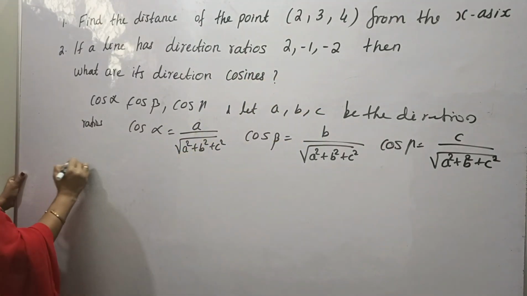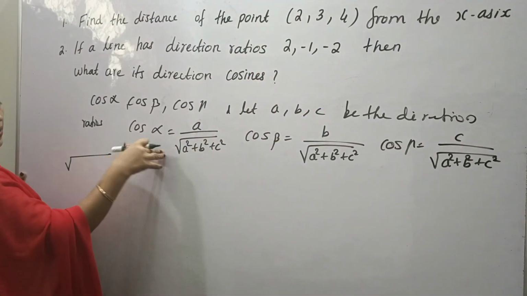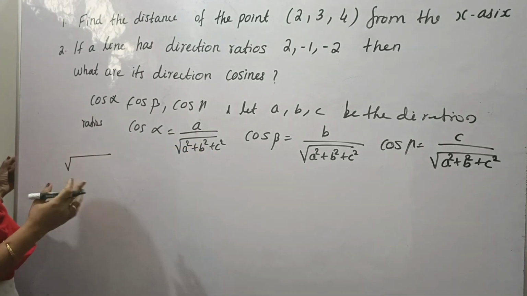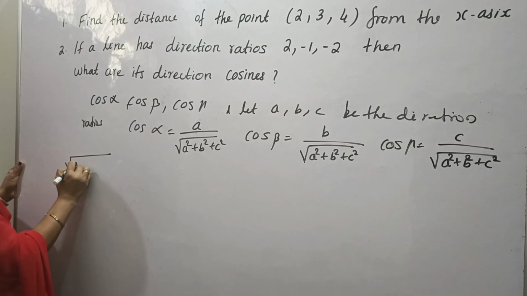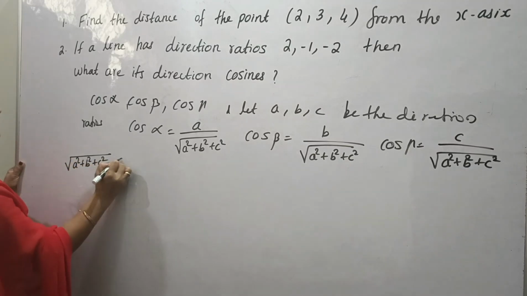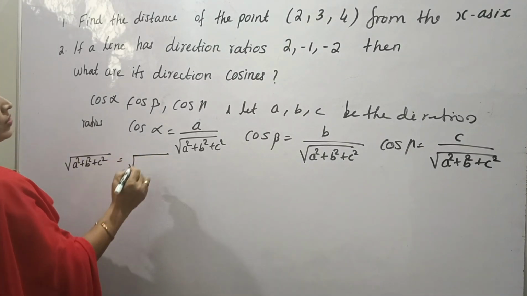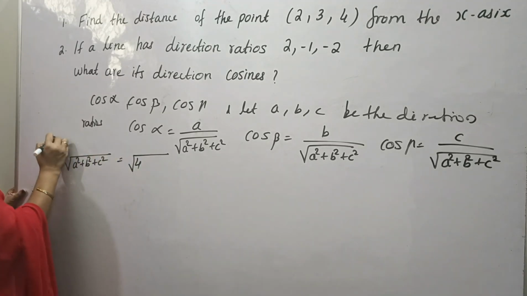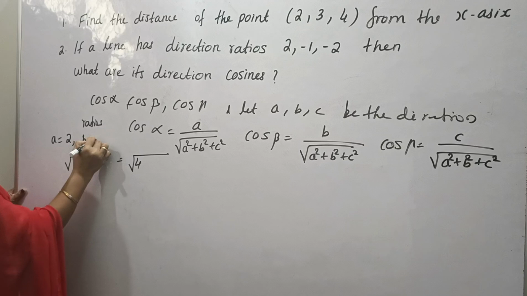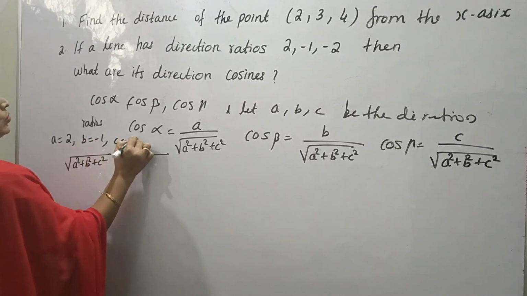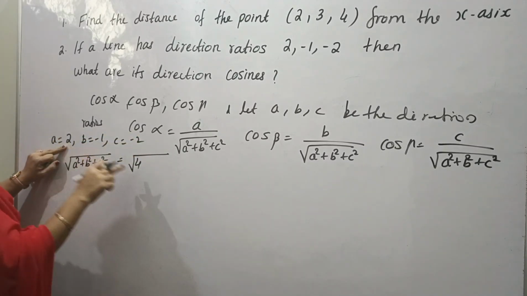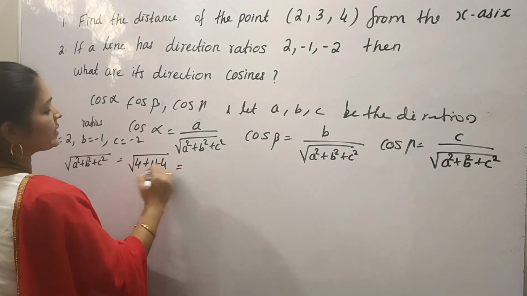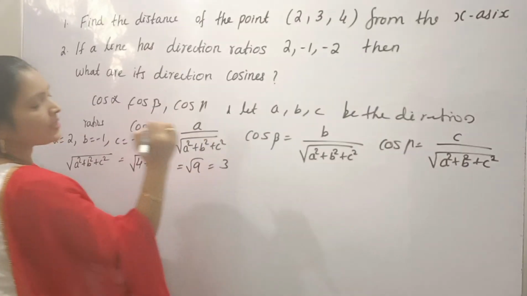To find the direction cosines, we need to find square root of A square plus B square plus C square. Let A be equal to 2, B equal to minus 1, C equal to minus 2. So A square is 4, B square is 1, C square is 4, that is square root of 9, which is equal to 3.